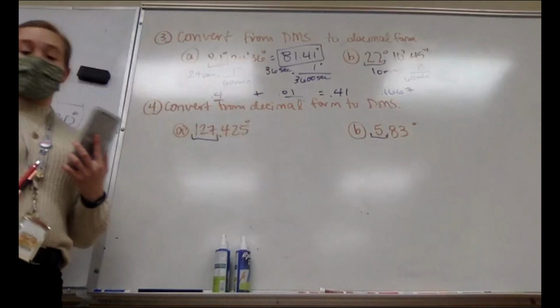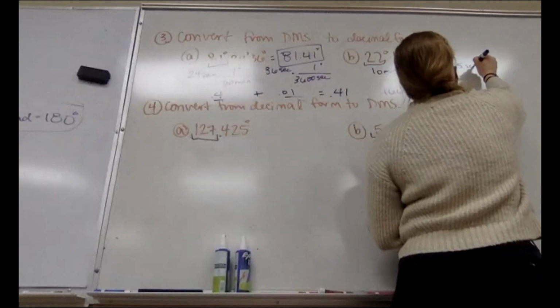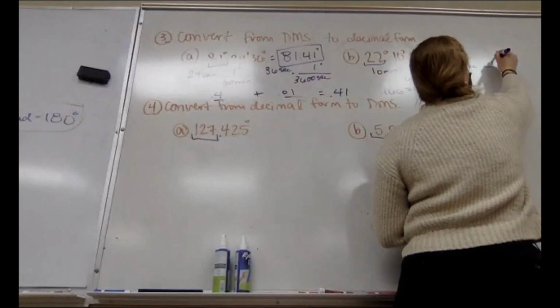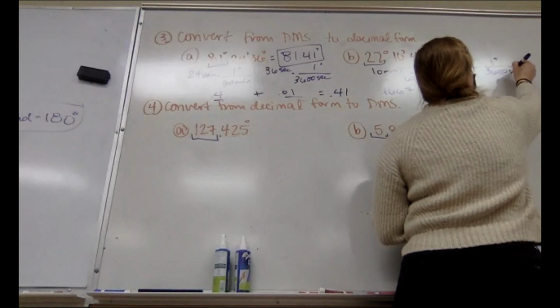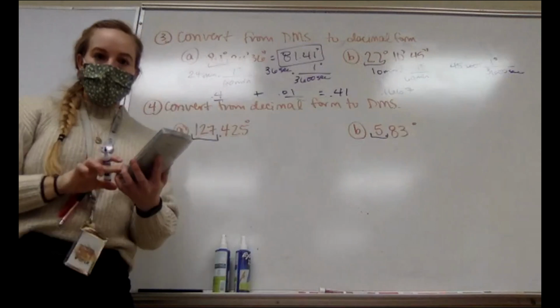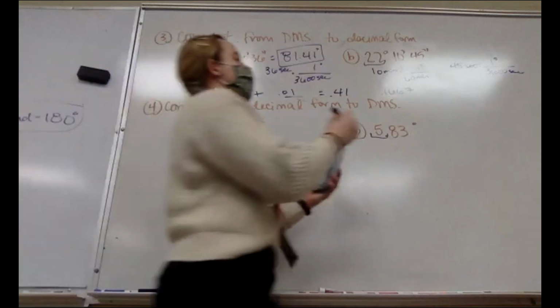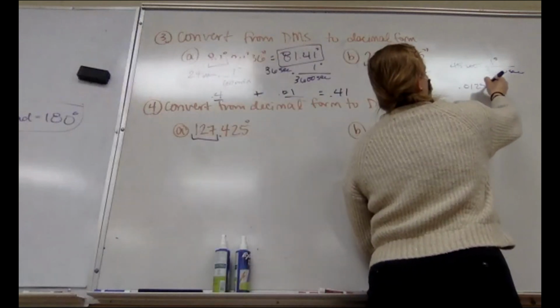And then now I need 45 seconds to be a decimal too. So 45 seconds is the same thing as 1 degree over 3,600 seconds. And 45 divided by 3,600 is 0.0125.